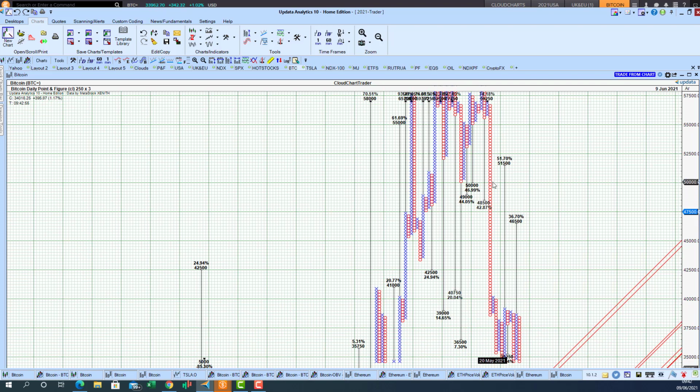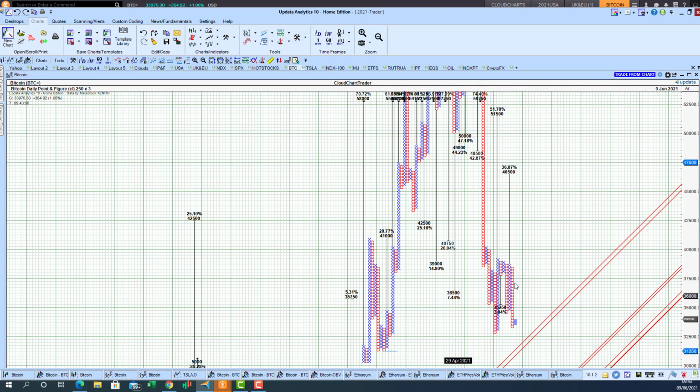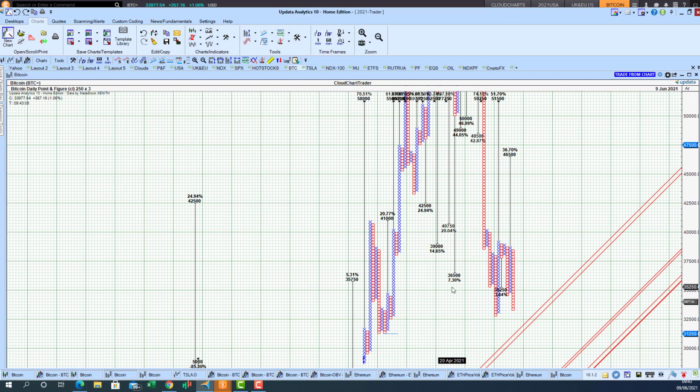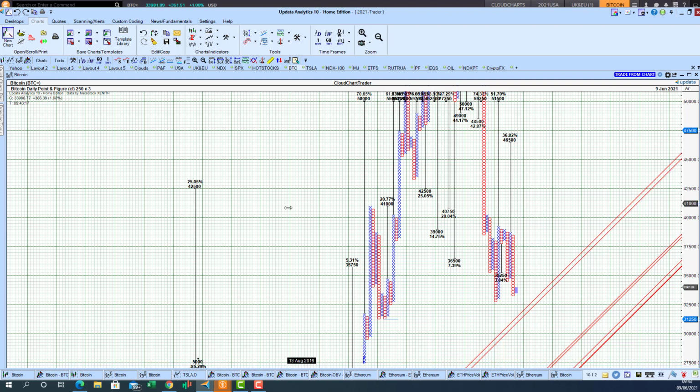By the time it sold off through the 50,000, that activated the 36,500 downside point and figure chart target, and we eventually got to that level in quite an aggressive correction. So it took out this cluster of targets, 47,500, 39,000 and 36,500. It met all these downside targets.